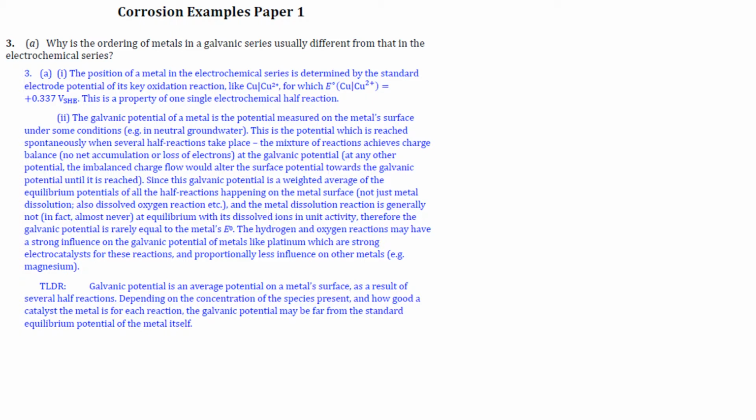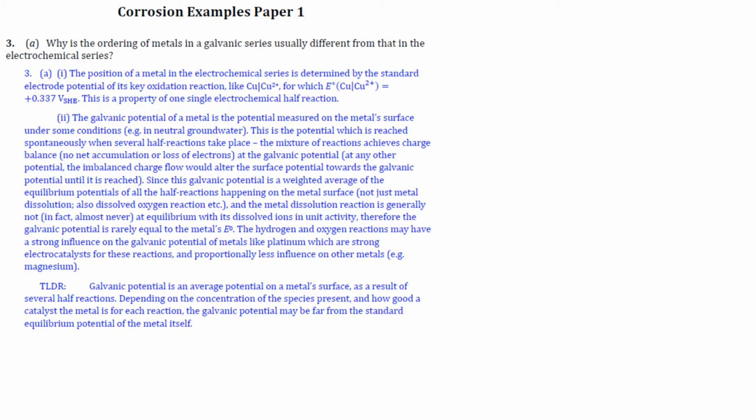It's a completely different thing. In particular, depending on what concentrations of chemicals are present in the environment and how good a catalyst the metal is for those chemicals' reactions, the galvanic potential might be close to the equilibrium potential for some other reaction, like the proton reaction, or, if it's completely inert for those, it might be closer to the equilibrium potential for the metal itself. But it is very unlikely to be at the same position as the metal's equilibrium potential.